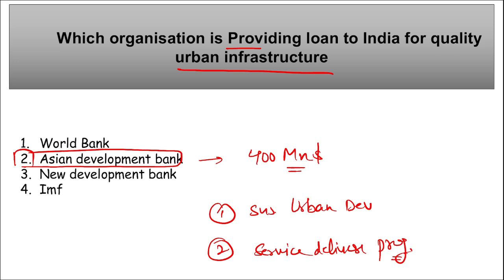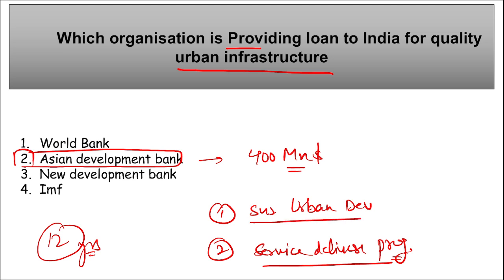Correct? This program is India's urban reform agenda, and basically the aim here is to develop high quality urban infrastructure that will improve service delivery, promote more job opportunities, and promote a better lifestyle for the upcoming youth. This loan has a principal repayment period of 12 years. So these are the two programs, Service Delivery Program and Sustainable Urban Development Program, for infrastructure development. For this, Asian Development Bank will be providing a loan of $400 million to India, and the return time here is 12 years.